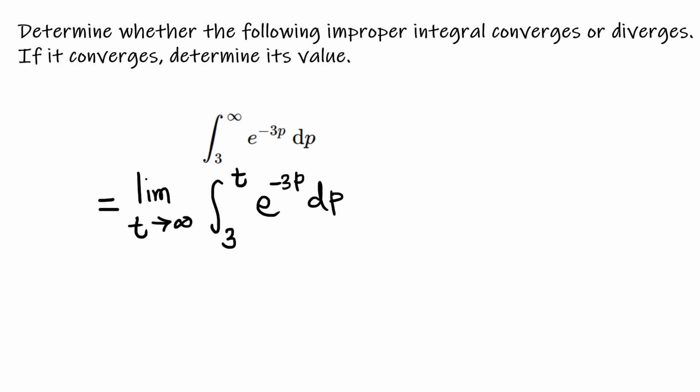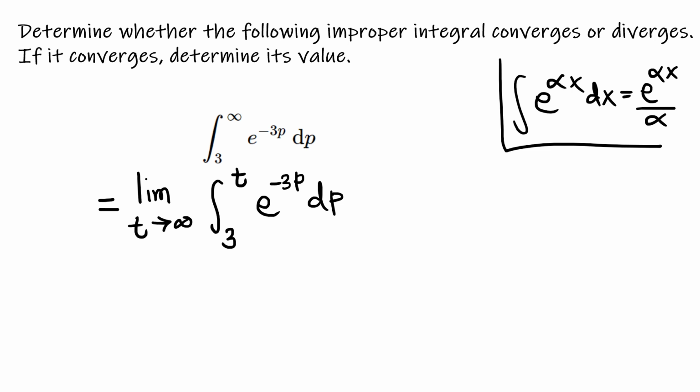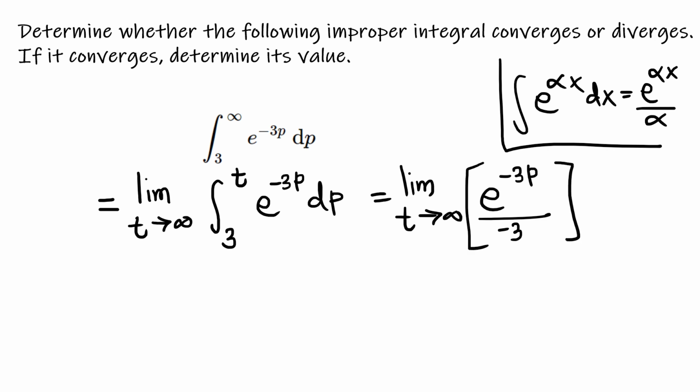Now we want to integrate this, and remember, when we have e raised to alpha x, then the antiderivative is always itself for the exponential function. If there is a constant, then we need to divide by that. So in this case it's the same thing. Now limit t going to infinity of the antiderivative of this, which is e raised to negative 3p itself divided by this number negative 3, and we want to evaluate from 3 to t.